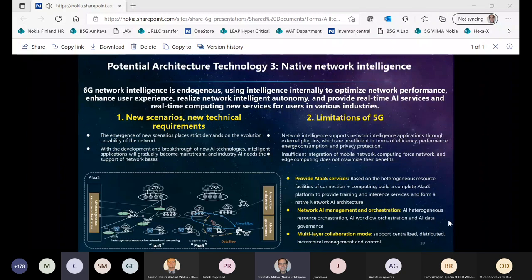5G network introduces NWDA to support network intelligence. But with the emergence of the new 6G scenarios and the development of artificial intelligence technology, implementing network intelligence through external plugins is insufficient in terms of efficiency, performance, energy consumption, and privacy protection. Therefore, we need to study how to provide AIS based on the heterogeneous resource facilities of connection plus computing. Study the management and orchestration of network and artificial intelligence, and through a multi-layer collaborative mode provide efficient network intelligence services.